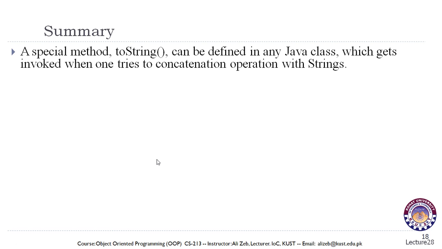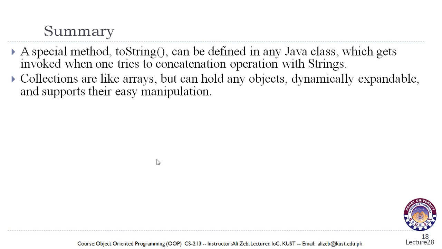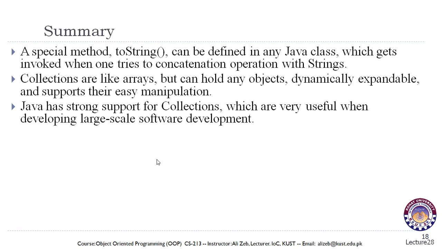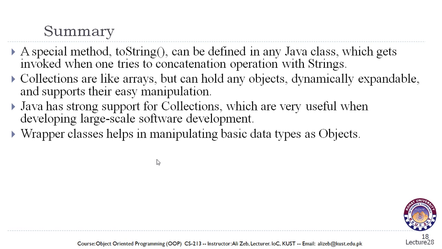So to summarize, a special method toString can be defined in any Java class which gets invoked when one tries a concatenate operation with strings, as we saw in our previous example. Collections are like arrays but can hold any objects, are dynamically expandable, and support their easy manipulation. Java has a strong support for collections, which are very useful when developing large-scale software. Wrapper classes help in manipulating basic data types as objects.